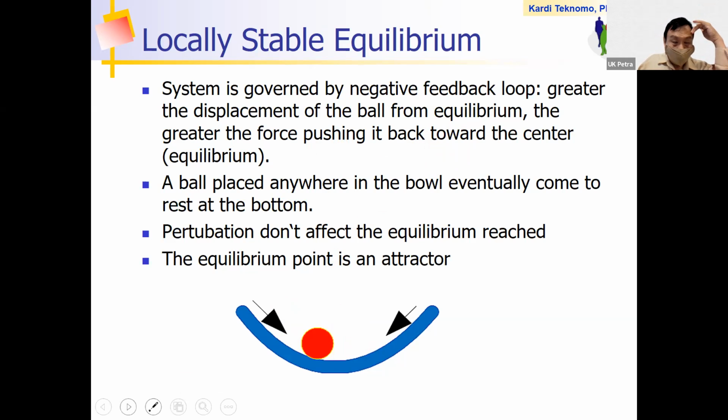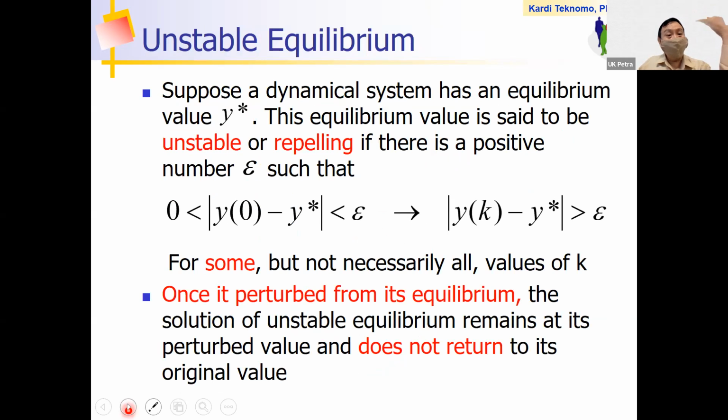Okay, let's go to the next one. What is the meaning of unstable? This is the definition. Look, from any initial condition y0, it will imply that the difference between yk and the equilibrium is larger than epsilon. What does that mean? It's going away. It's always going away from the equilibrium.